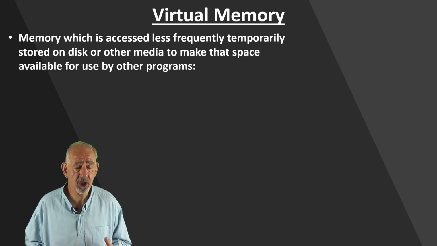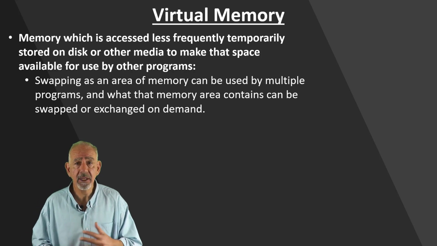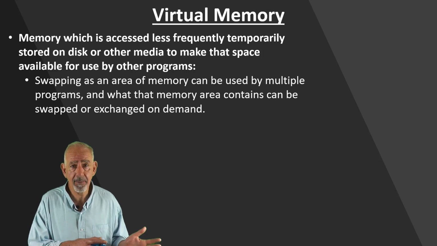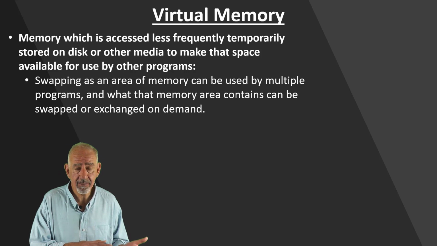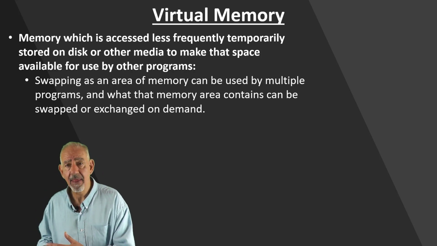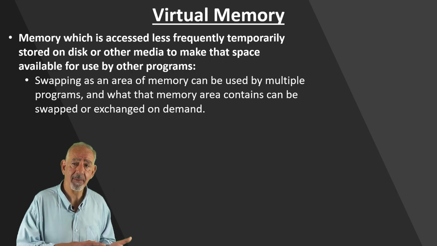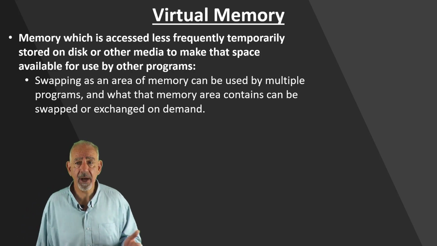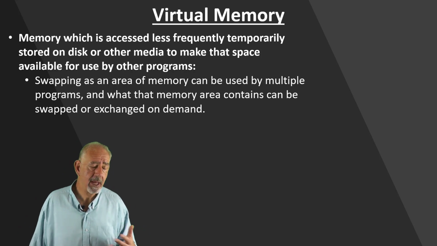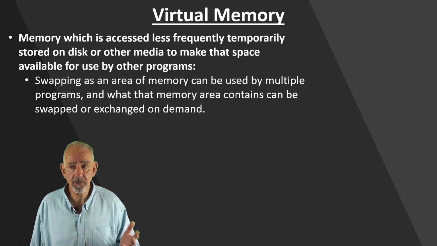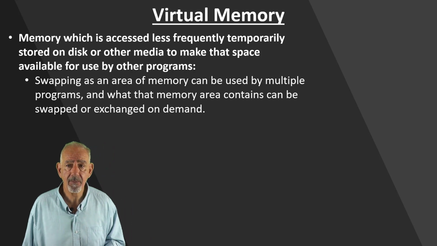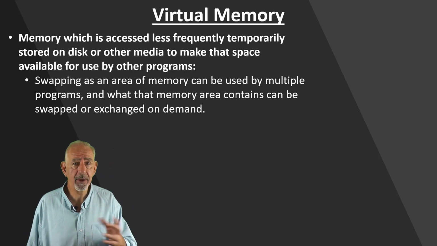And what will happen is the operating system will swap different data that's in a particular part of memory out of random access and onto the disk. And then when the user or the application requires it again, it swaps that information back into RAM. We can swap certain parts of memory that's used by multiple programs, so we can exchange it and swap it on demand.